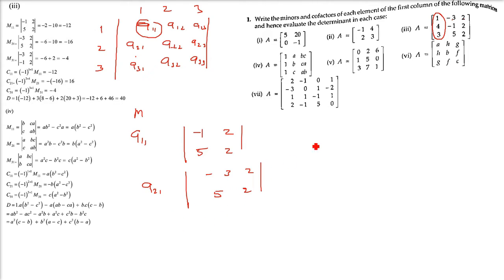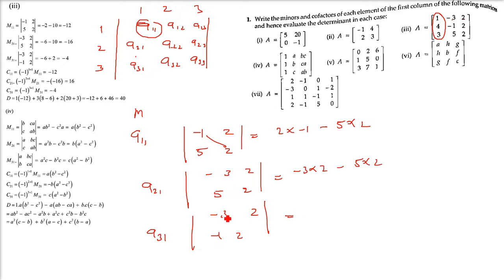A21. Now, coming to A31. Row and column of 3 has to be forgotten, and only -3, 2, -1, 2 has to be written. Now, the determinant of 2 by 2 is simply 2 into -1 minus 5 into 2. That is the cross multiplication actually. -3 into 2 minus 5 into 2.